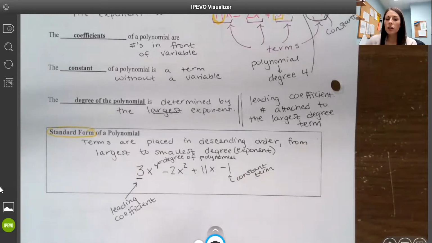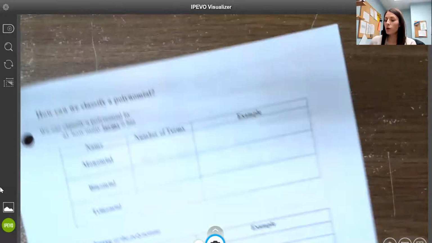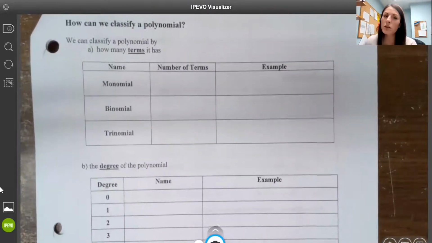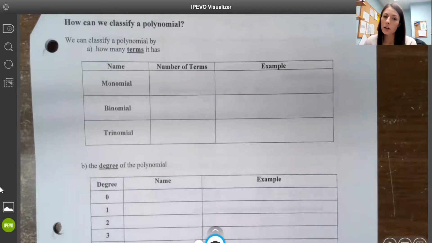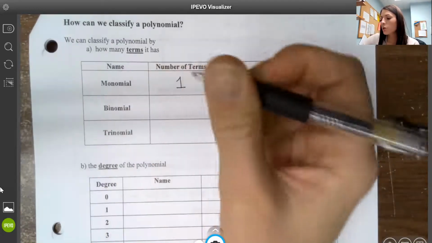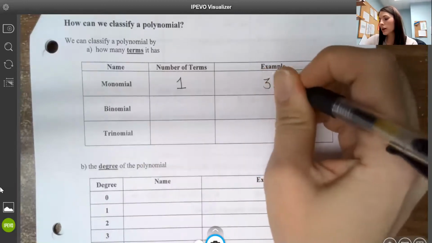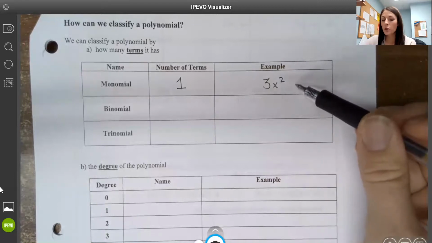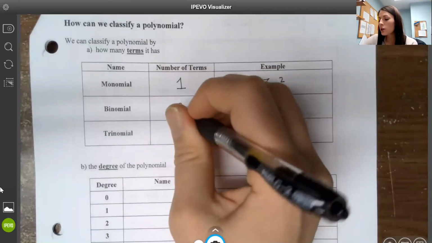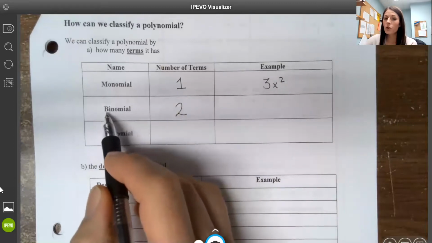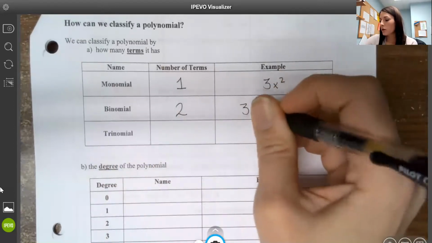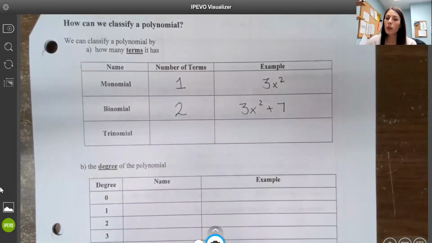Before we get to doing operations with polynomials, we're going to work on some vocabulary. So we want to be able to talk more specific than just saying polynomial. Now, poly means many, so we're talking about many terms there. But if we just have one term, then we can call it a monomial. For example, if we're just looking at 3x squared, single term, this is a monomial. If I have two terms, right, like two wheels on a bicycle, binomial. So maybe I have 3x squared plus 7. Two terms, that's a binomial.